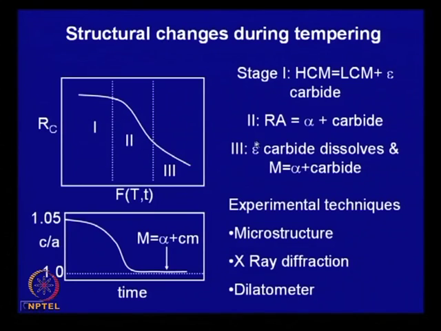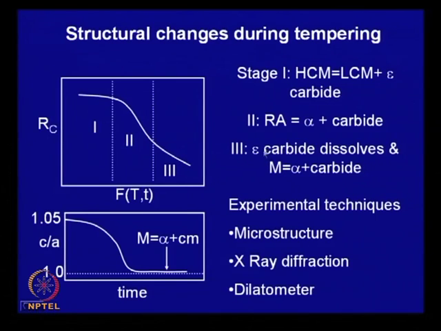Stage 2, the main change is that if there is retained austenite, it breaks down into ferrite and carbide, depending on the temperature. If the tempering temperature is high, it will be ferrite plus cementite. If the temperature is in the lower bainite temperature range, in that case it could also be ferrite plus epsilon carbide. And in the third stage, new cementite appears.